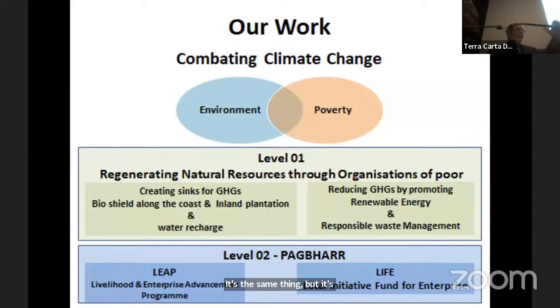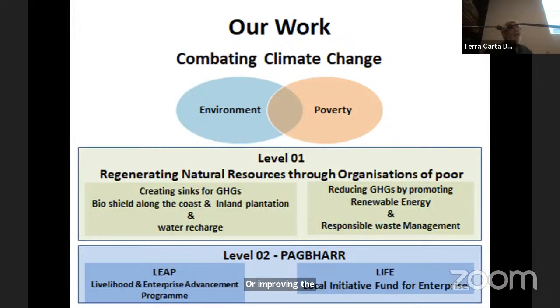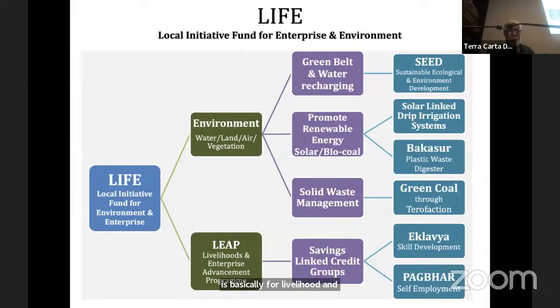We have two levels or two cycles of work. First, we try to rejuvenate the existing ecology and environment there by, let's say, planting mangroves or improving the wastelands and water bodies and others. On the other end, we try and create renewable energy solutions which really absorb a lot of greenhouse gases and don't allow them to be emitted into the atmosphere. And after that, the second cycle is basically for livelihood and enterprise development. This is in a nutshell what we do.